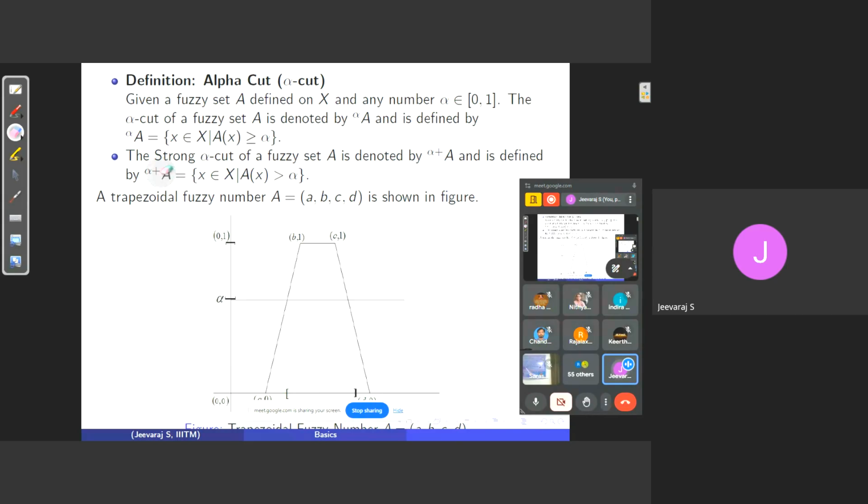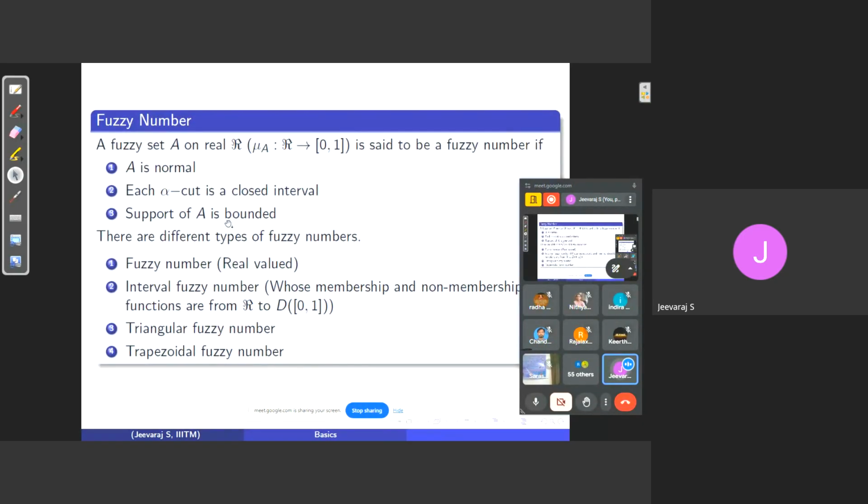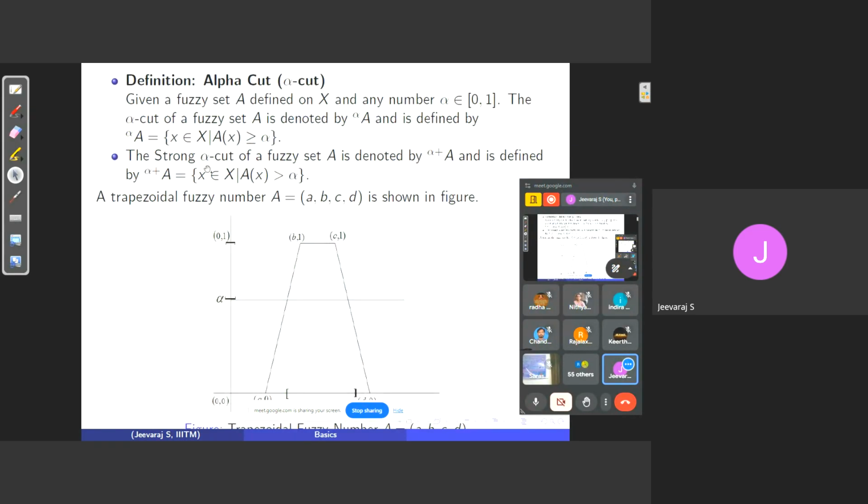And what about the third condition? The third condition is that the support of A is bounded. What is the meaning of the support of A? It's nothing but the strong zero cut. What is the meaning of it? I'm not interested in collecting any elements which are satisfying just greater than or equal to alpha. I am considering only the elements which are satisfying strictly greater than alpha, which means I'm considering small x from here up to here. All the small x I'm considering except at A and B. This is the meaning of support.